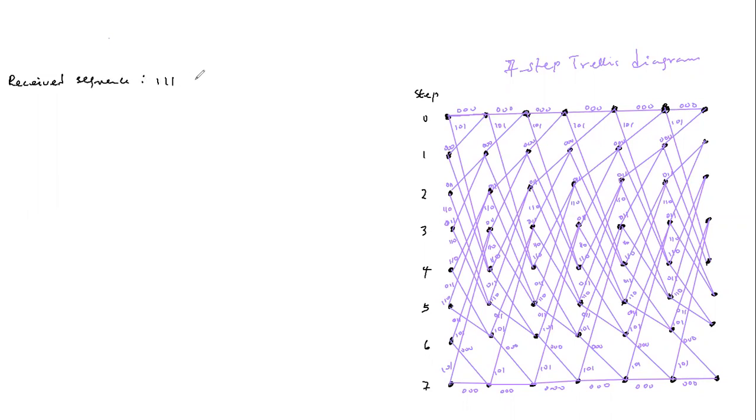1 1 1 0 1 1 1 0 4 6. Then I want to figure out the decoded sequence. I also want to tell the path weight.